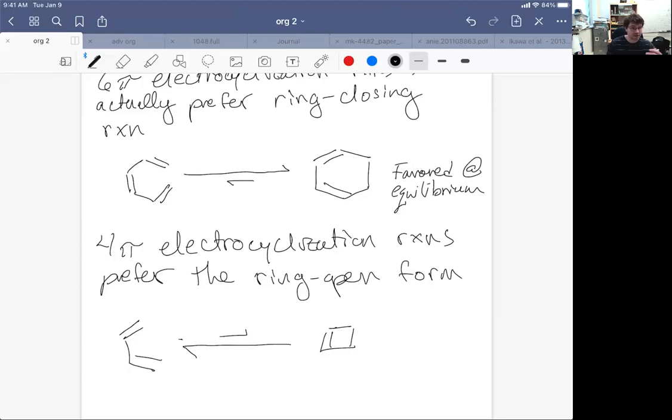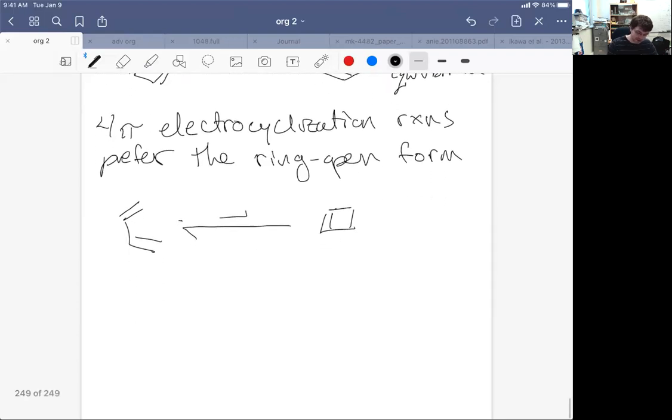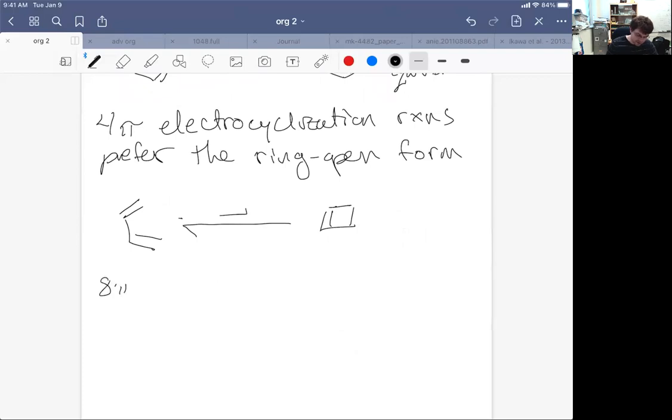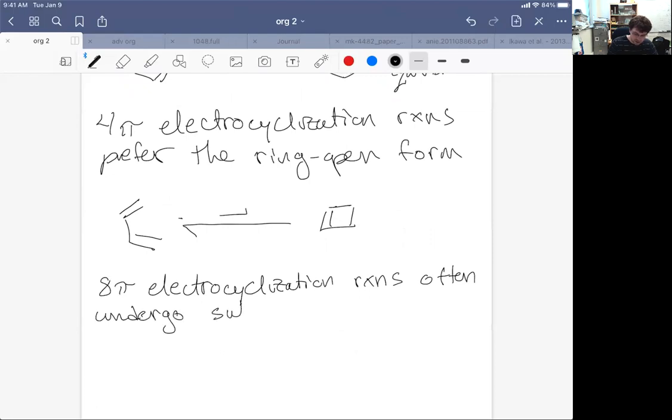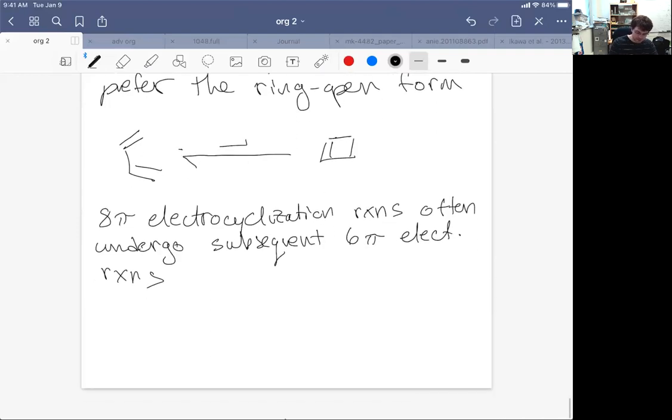What about next up, 8 pi electrocyclization reactions? So 8 pi electrocyclization reactions often undergo subsequent 6 pi electrocyclization reactions. And this is only in the ring closing case.